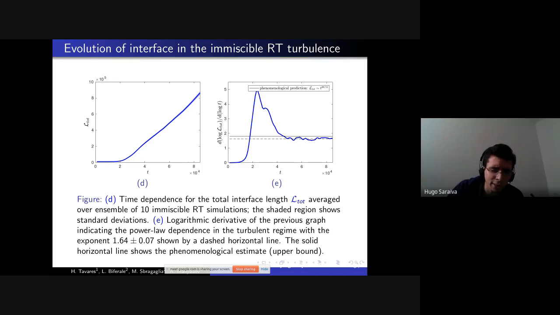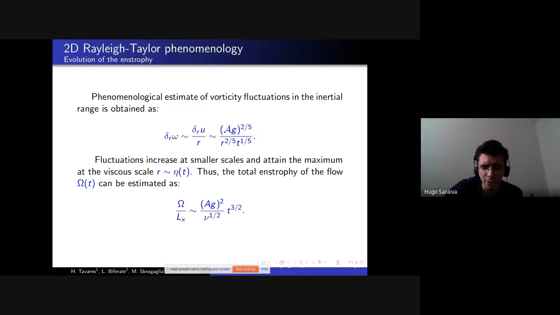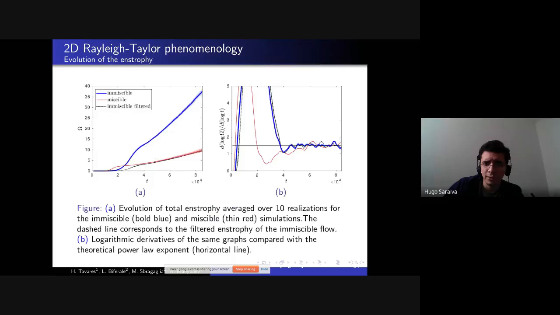grows with something like 1.664. Okay. In a very simple way, it's also possible to obtain an estimate for the entropy. And the estimate for the entropy shows that the entropy should grow with the power 3/2. And in this picture, we see a verification of these phenomenological predictions.